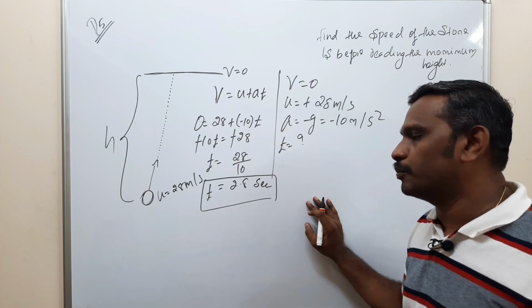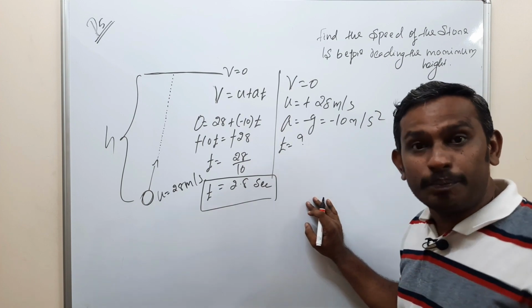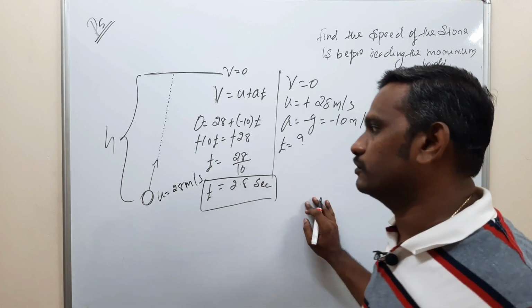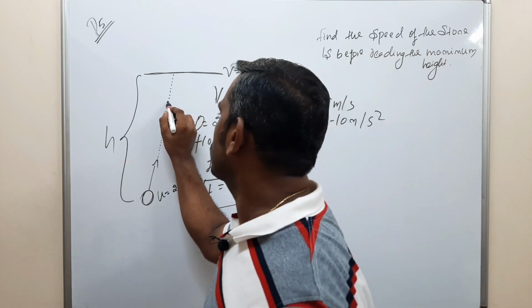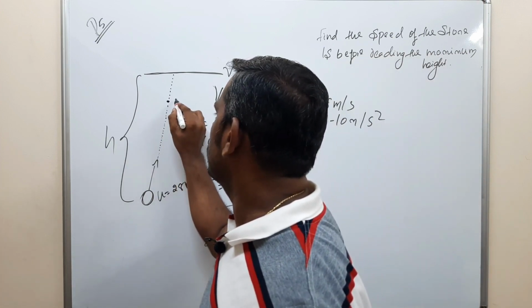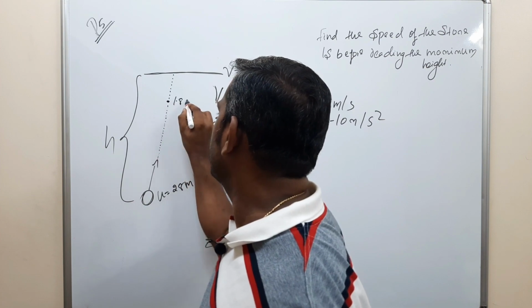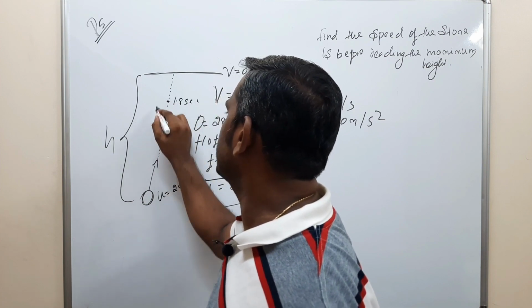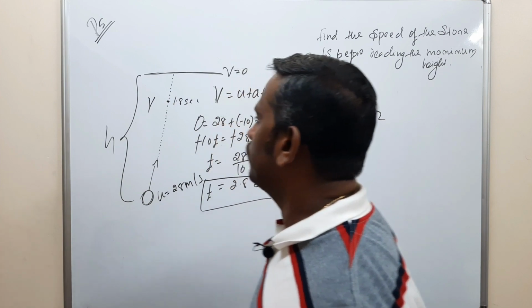2.8 minus 1, that is 1.8. So at the time 1.8 seconds, what is the speed of the stone? Let at this point the time be 1.8 seconds. So what is the speed of the stone? Let it be B.